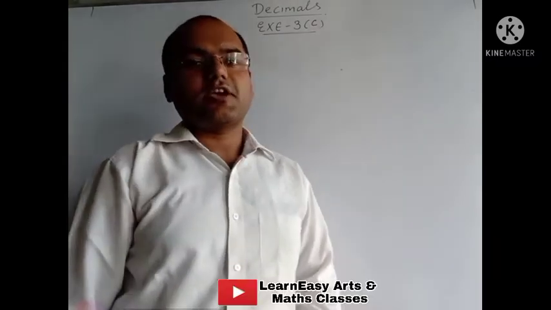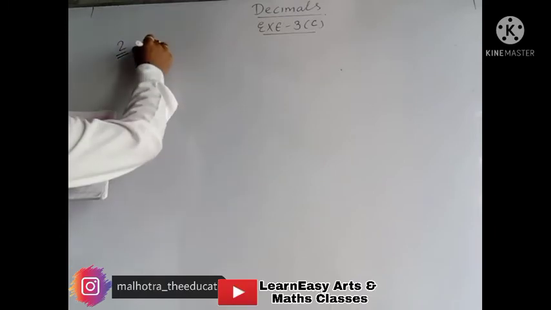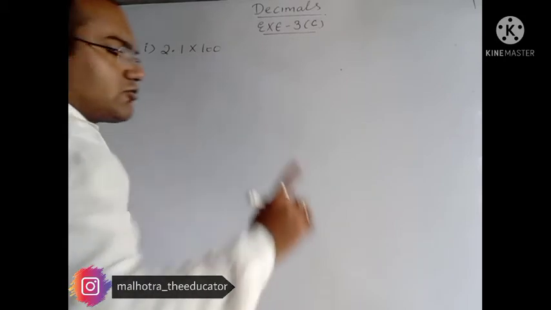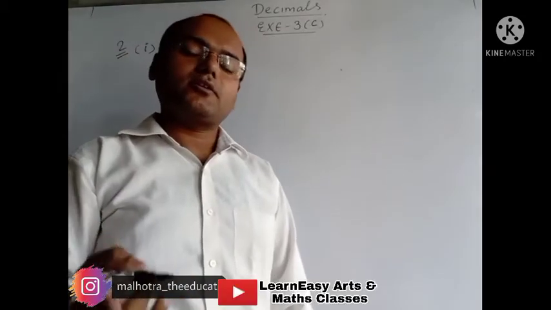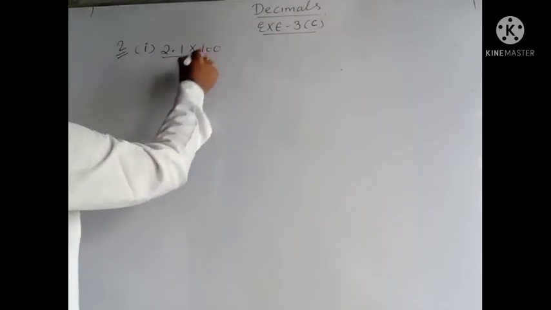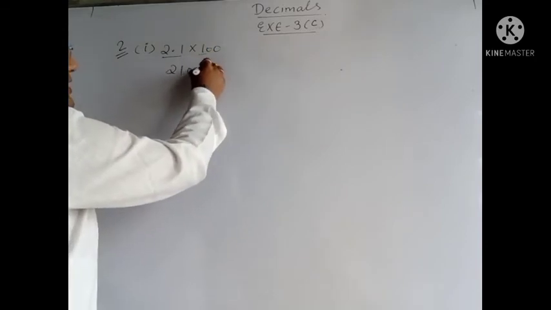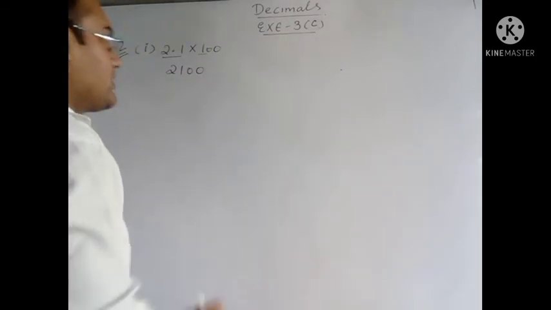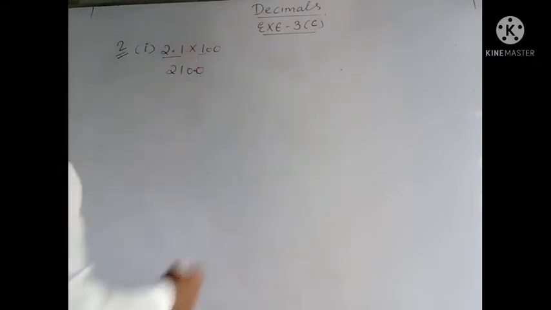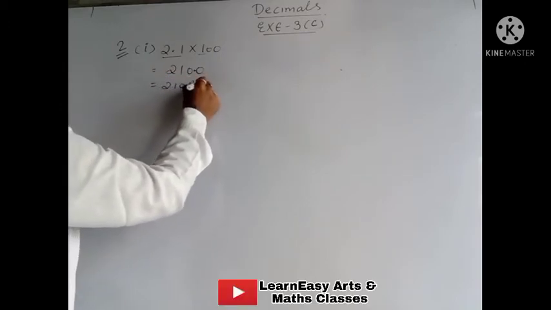Now all of you see question number 2nd. First part, 2.1 multiply 100. Heading of the question is same. We have to find the product. So first of all what we will do? 21 multiply with 1 we will do. Answer will be 21. Now last 0 we will write at last. Now we have to count the point. In this number point is before one place. So we will also put the point before one digit. So our final answer is 210.